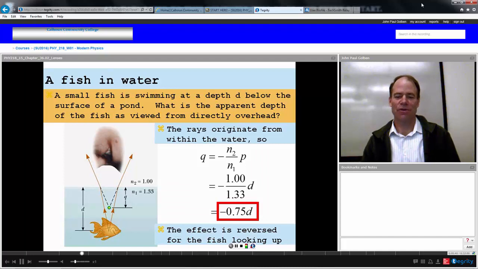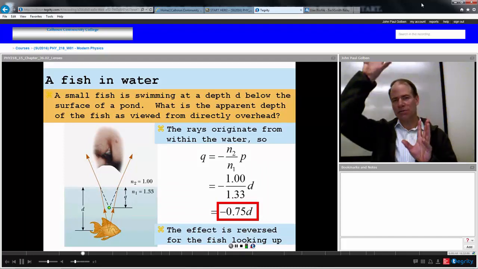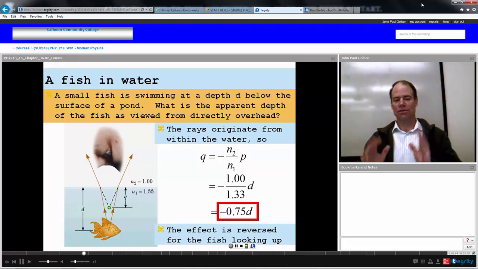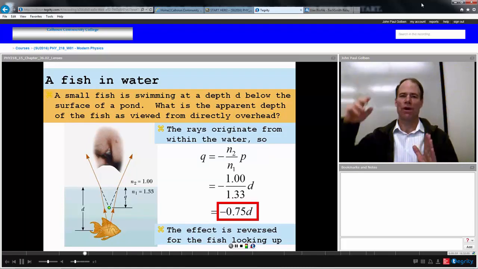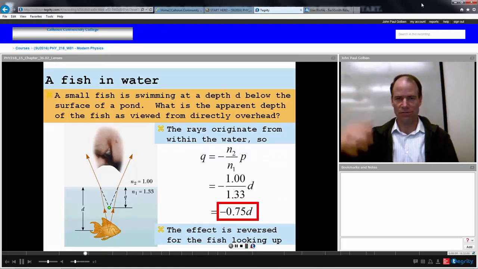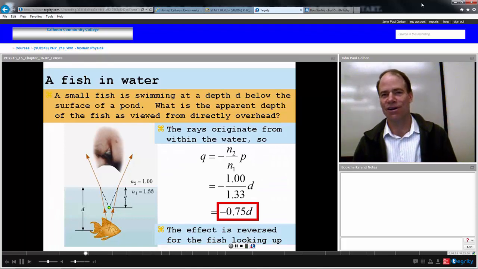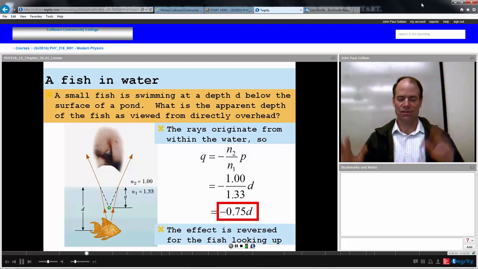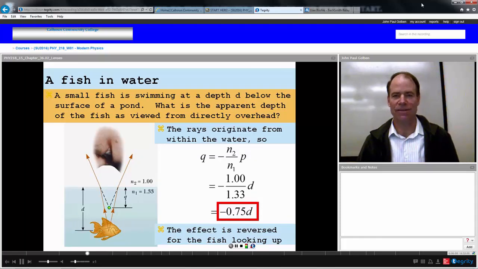It's going to be reversed for the fish looking up. For you, being the object originating the light rays, they're going to refract inward, and to the fish, you're going to actually appear like you're further away than you actually are, about 33% further away than you actually are. Fish are probably used to that, because they're not going to see anything other than that situation, but you are going to appear further away than you actually are.